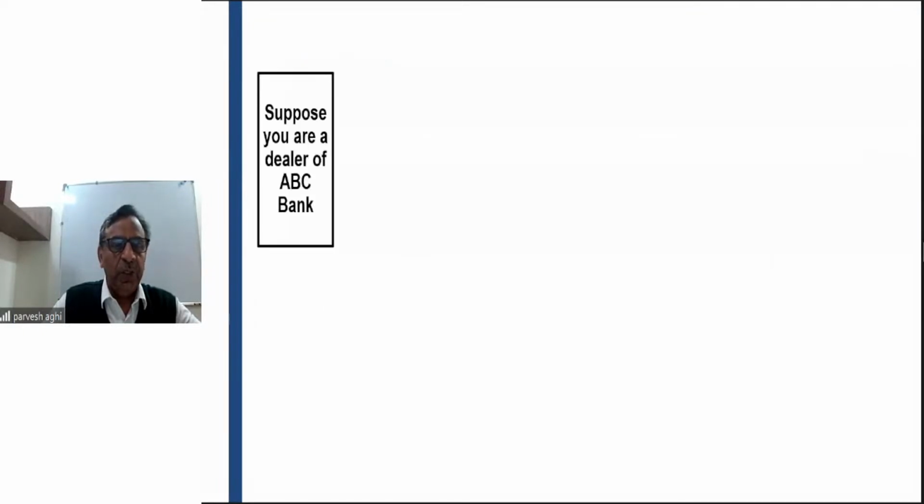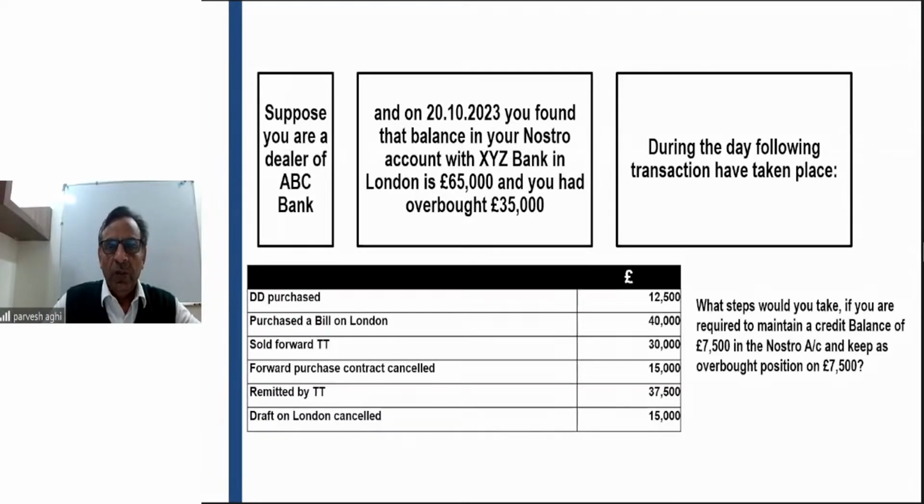Okay, so let me just put it here again. So the same question. Suppose you are a bank. Okay, this we have done. During the day, the following transactions take place. DD purchased, 12,500 pounds. This is a transaction which is happening on a day. Okay. So how many transactions happen? 1, 2, 3, 4, 5, 6 transactions.